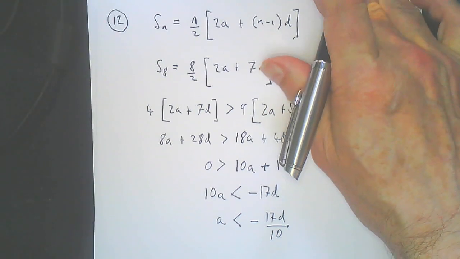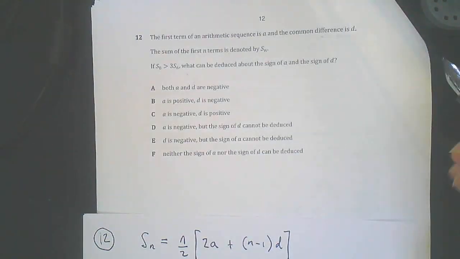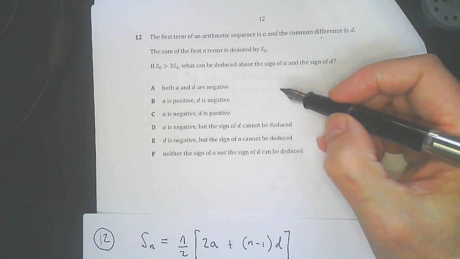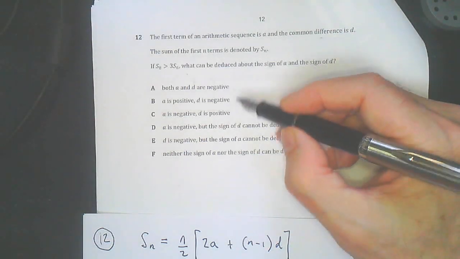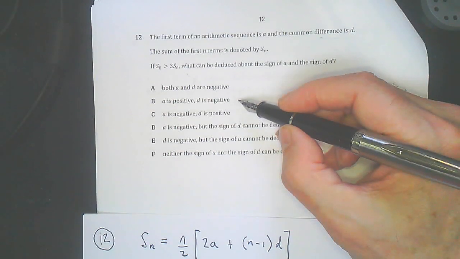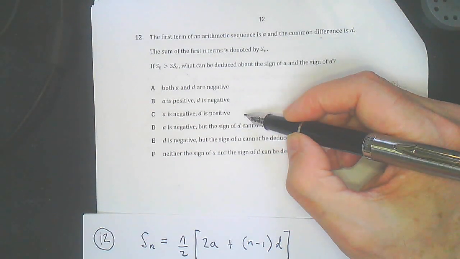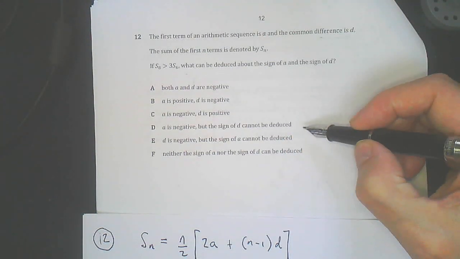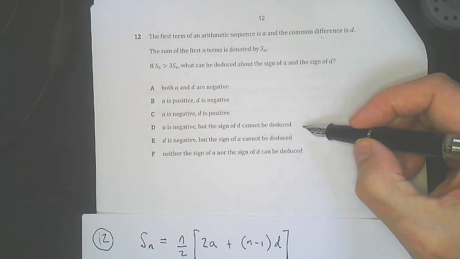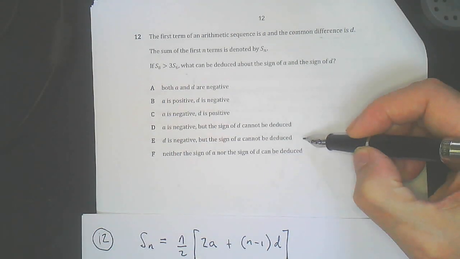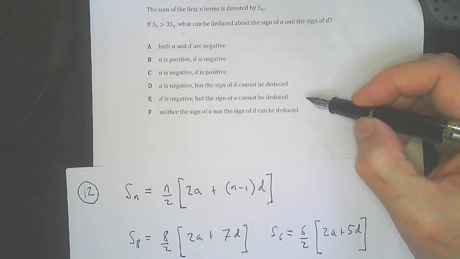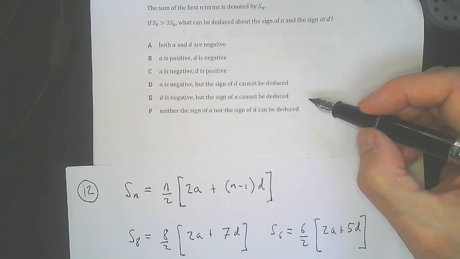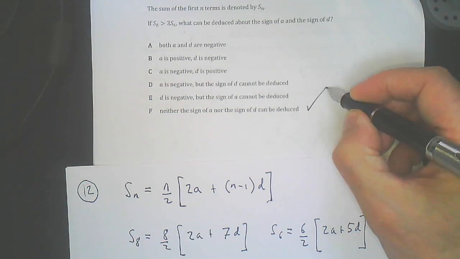So the choices for the answer are: both a and d are negative. Well, we can't say that. A is positive, D is negative. We can't say that. A is negative, D is positive. We don't have enough information for that. A is negative, but the sign of D cannot be deduced. There's no reason why that will be true. Vice versa that way. So the only thing I can think here is that neither the sign of A nor the sign of D can be deduced. So that's the answer, F.